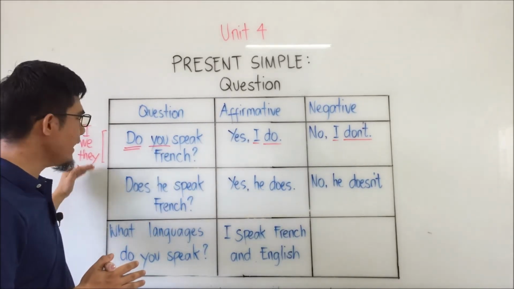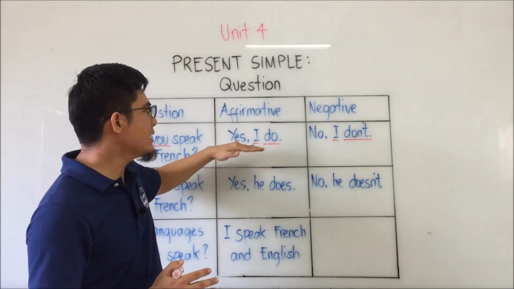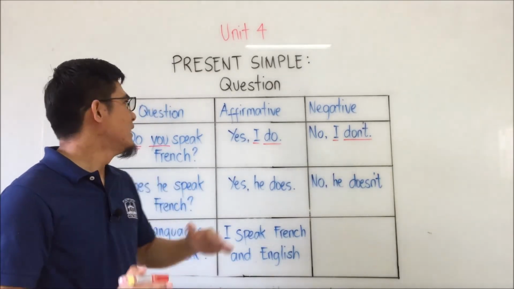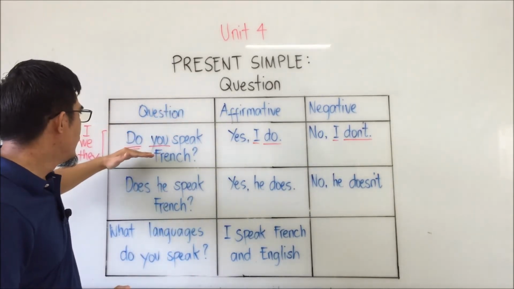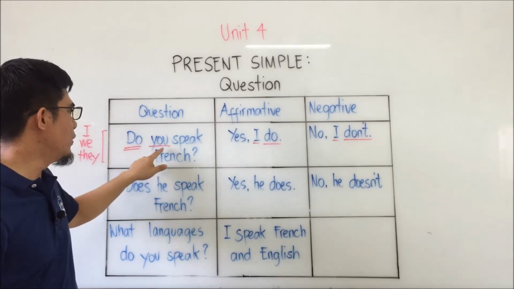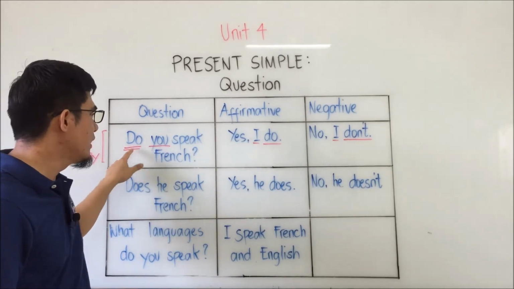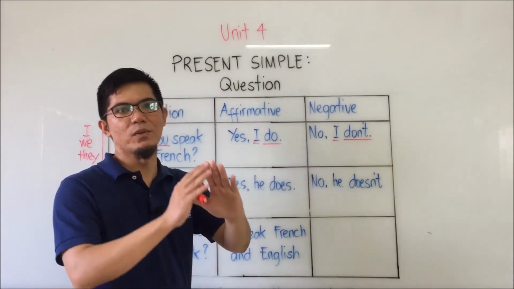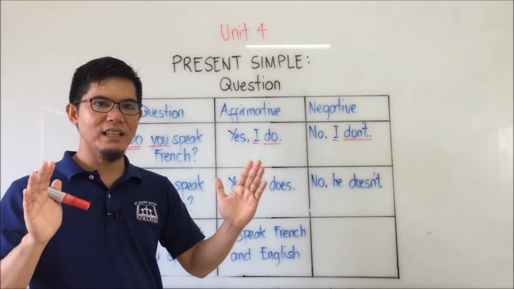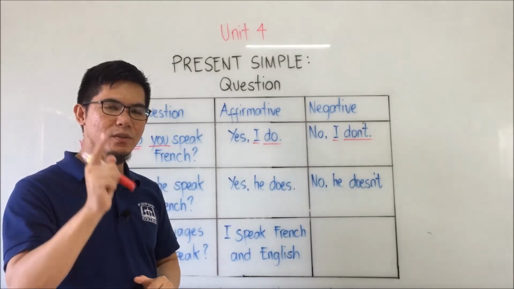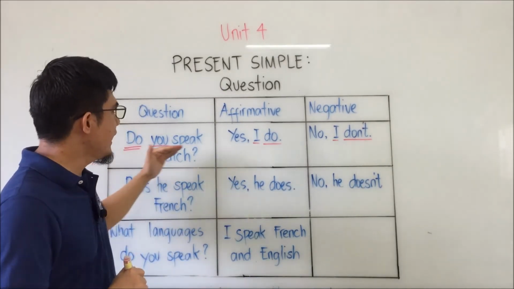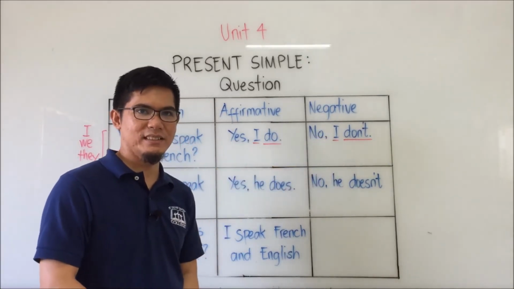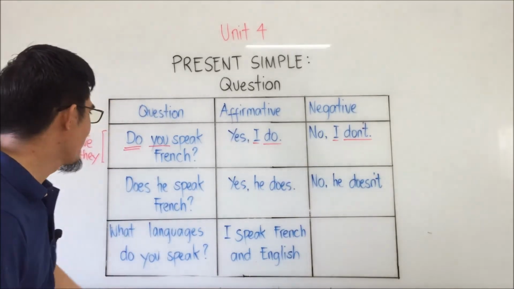If we use they, of course the answer is yes, they do. No, they don't. Again, in question form, rule number one, plural subject, we use do. Affirmative, do. Negative, don't. That's our rule number one. Plural subjects: always begin with the word do, and answer with the word do. For negative, don't.